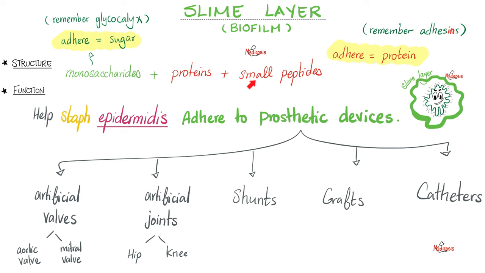They have some proteins, they have some small peptides, and if you have a protein that adheres, I'm going to call you adhesin, IN protein. That is adhesive. That was the structure. Function of the biofilm helps the staph adhere to artificial devices such as valves, artificial joints, shunts, grafts, catheters, etc. So after going through these procedures, Staph aureus can give you hell, and the doofuses at the airport can also give you hell. The doofuses at the hospital will refuse to do an MRI for you.